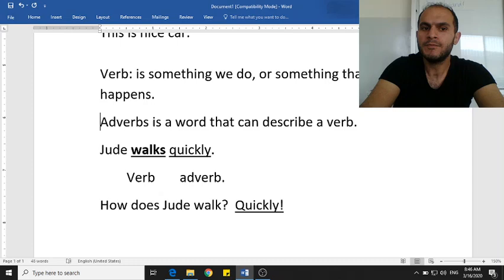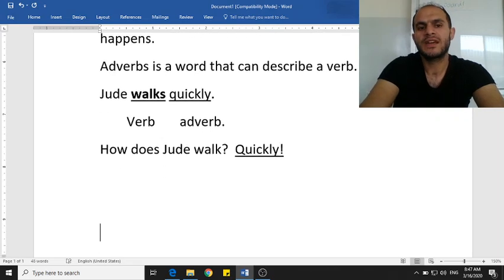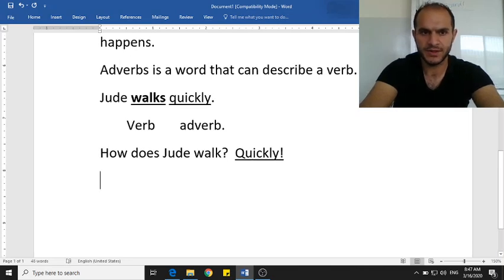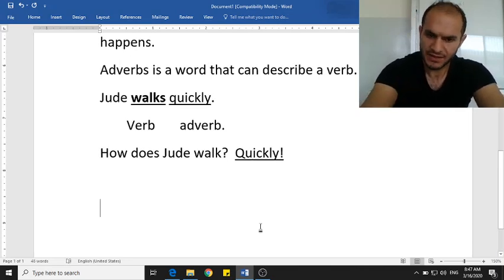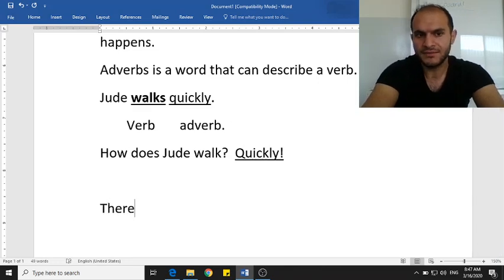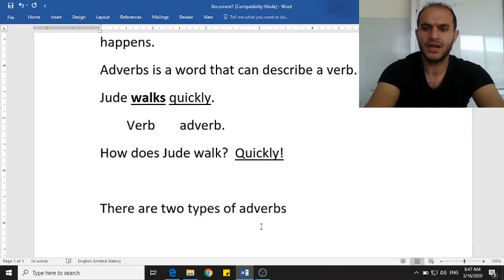Now, let's study the adverbs further. Let's have more examples of sentences that have an adverb and the type of adverbs. I'd like to tell you that there are two types of adverbs. I have two types of adverbs. The first one is adverb of time.